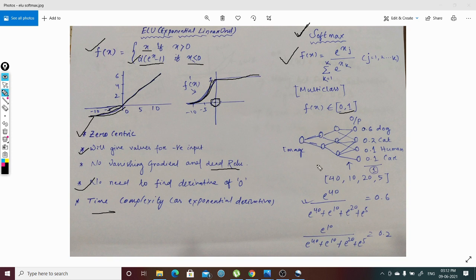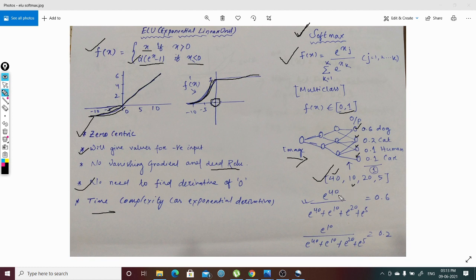So this is the basic neural architecture, a three layer architecture. We are providing an input image. Supposedly we are getting some values in the output layer. For this neuron we are getting 40, for the second neuron we are getting 10, similarly 20 and 5. So these are the values we are getting in the output layer.